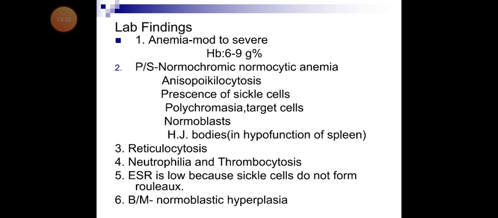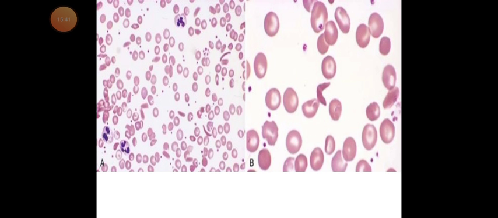anisopoikilocytosis, presence of sickle-shaped cells, polychromasia, target cells, normoblasts, and Howell-Jolly bodies are usually the peripheral smear findings. Reticulocytosis is marked. Neutrophilia and thrombocytosis are seen. ESR is low because sickle cells do not form rouleaux. Bone marrow shows normoblastic hyperplasia.